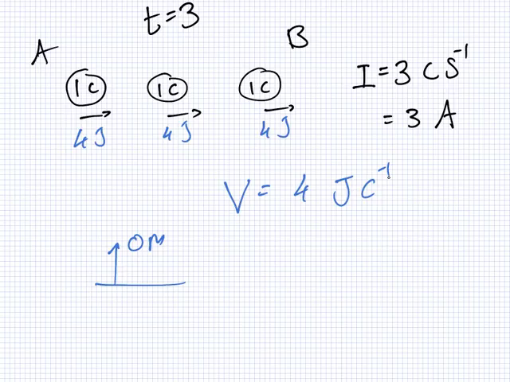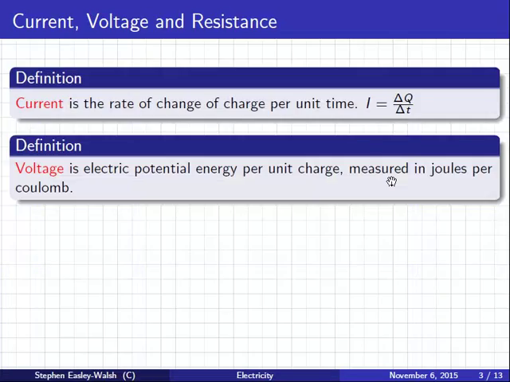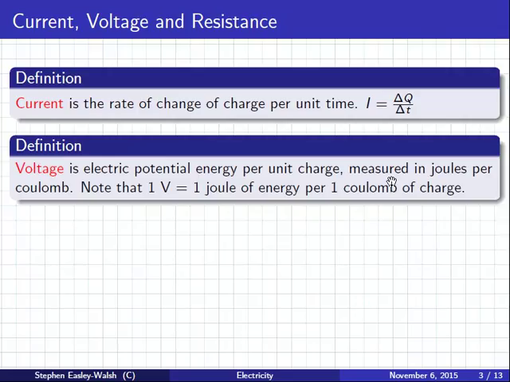So voltage is just joules per coulomb. It's how much energy each charge could do. But we don't usually use joules per coulomb. We use a different unit, and we call it the volt. But 1 volt is simply just 1 joule per 1 coulomb. That's all it is.